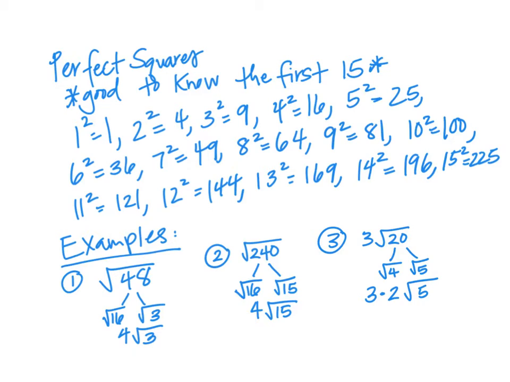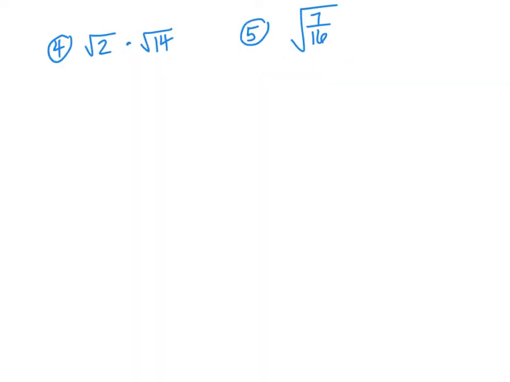So we're going to end up with 6 square root of 5. All right, moving on to a few more examples. So we have the square root of 2 times the square root of 14. Neither 2 nor 14 can be divided by perfect squares. So let's actually multiply those two together. And when we do, we get the square root of 28.